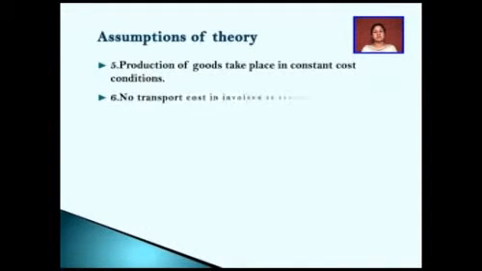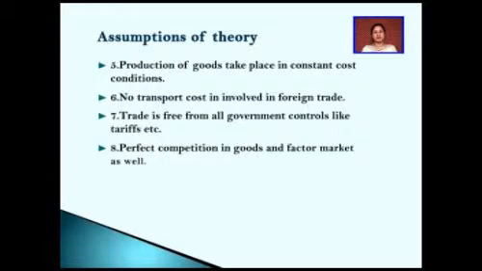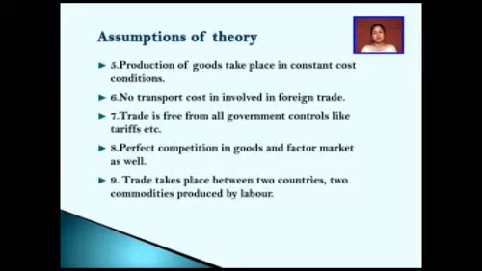No transport cost is involved in foreign trade. Trade is free from all government controls like tariffs. There is perfect competition in the goods and factor markets as well. The trade must take place between two countries. Two commodities are produced by 1 unit of labor. That's why we also call this theory a 2 into 2 into 1, because this theory only talks about two countries, two commodities, and production by 1 unit of labor.